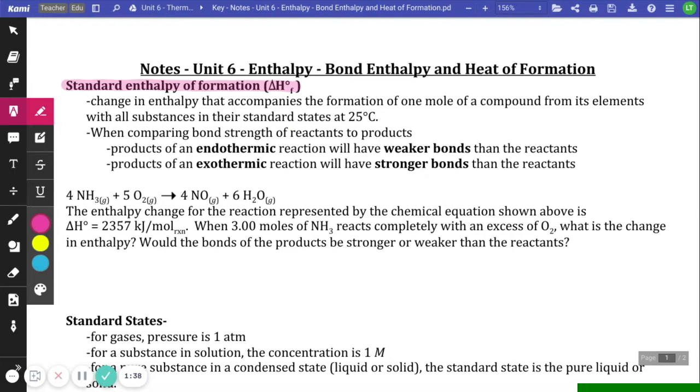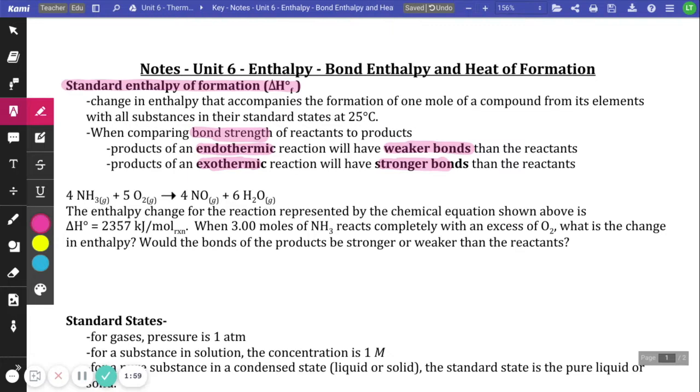So sometimes you may be comparing bond strengths. Who's got a stronger bond, our reactants or products? So our products of endothermic reactions are going to have weaker bonds than the reactants. And products of an exothermic reaction are going to have stronger bonds than the reactants.